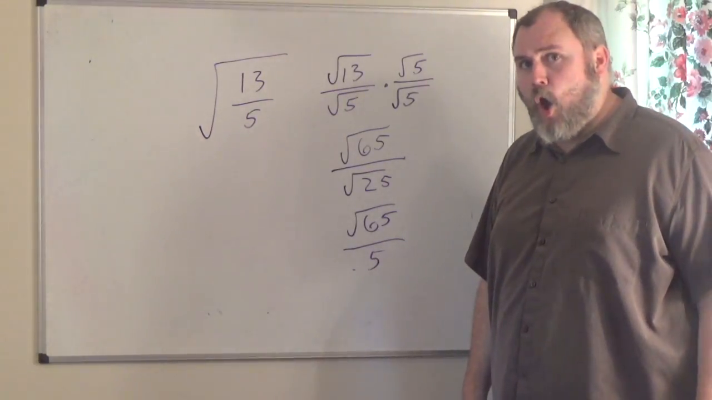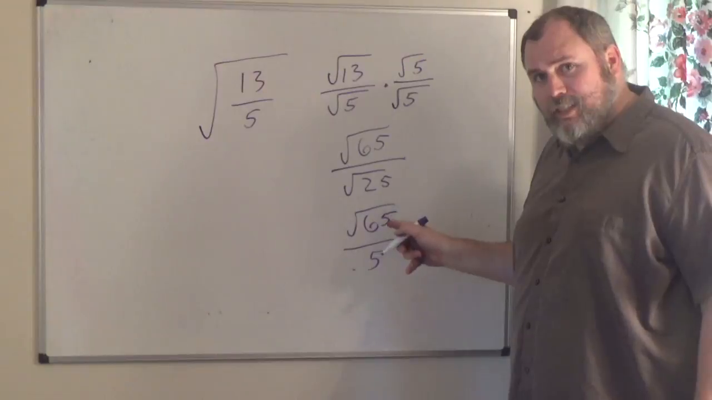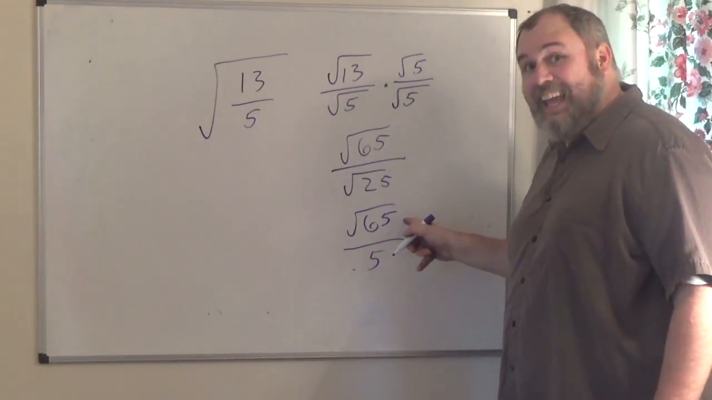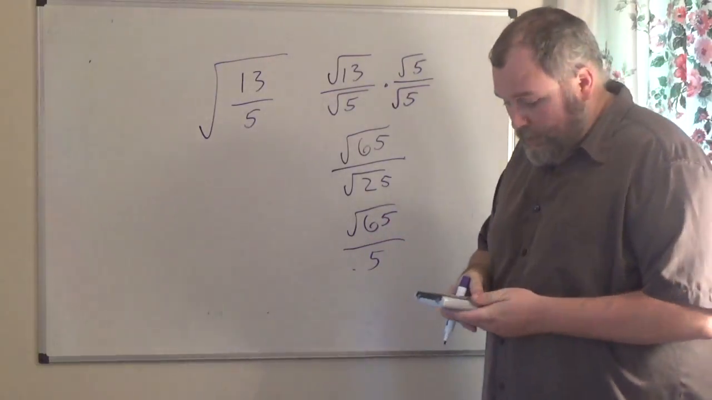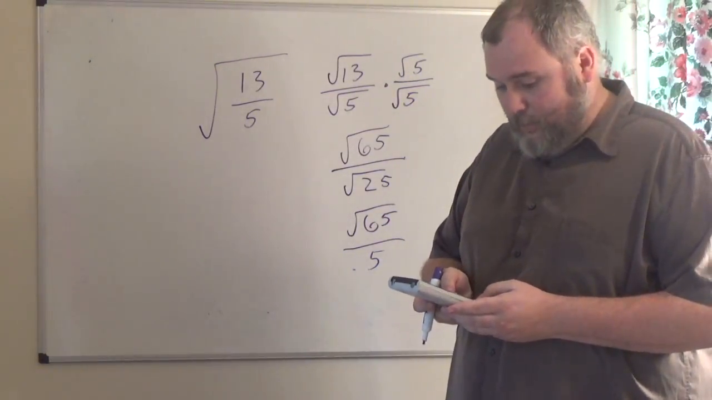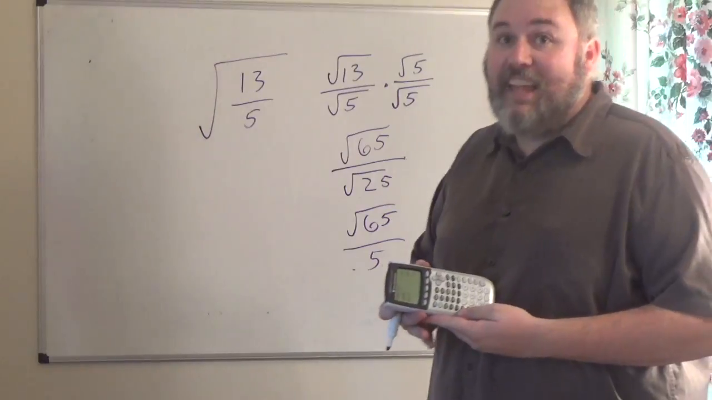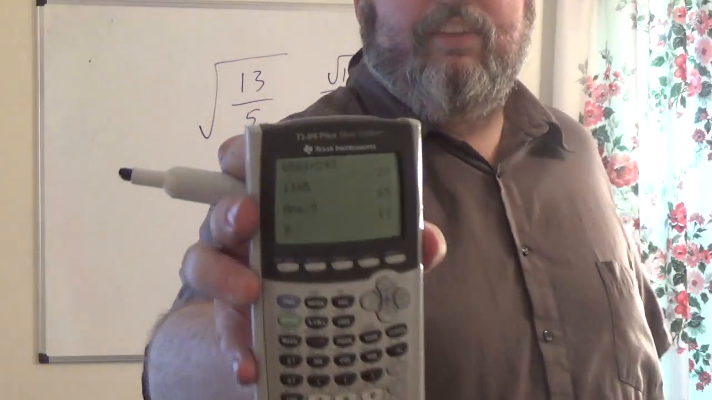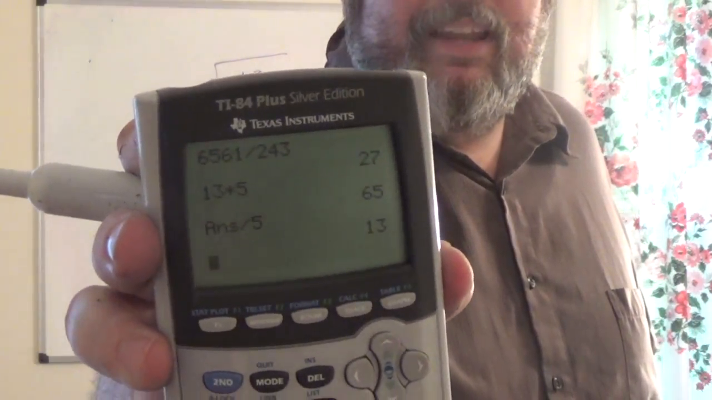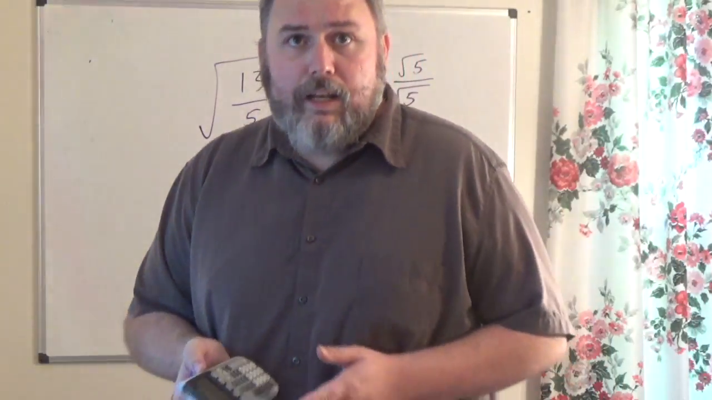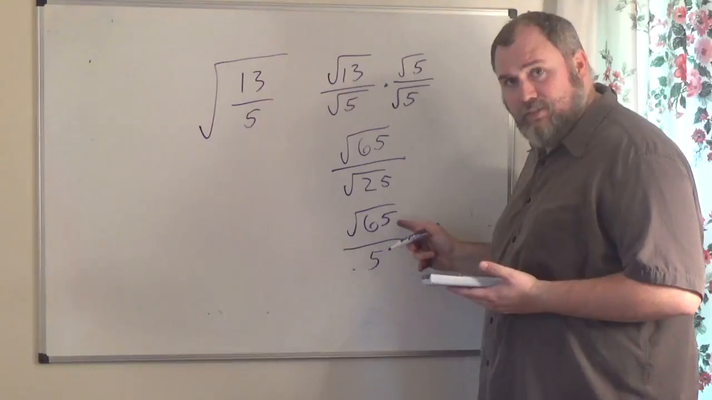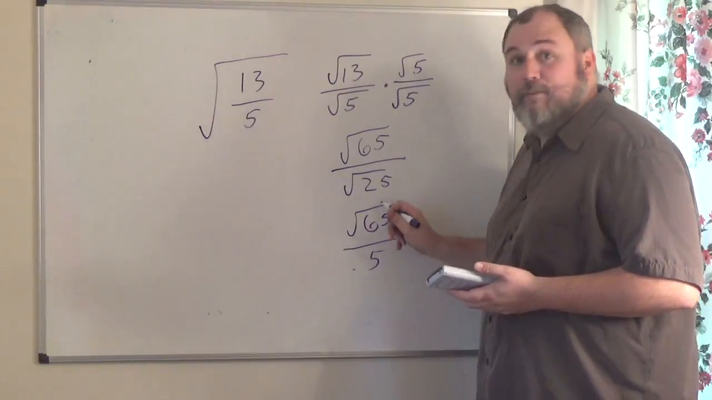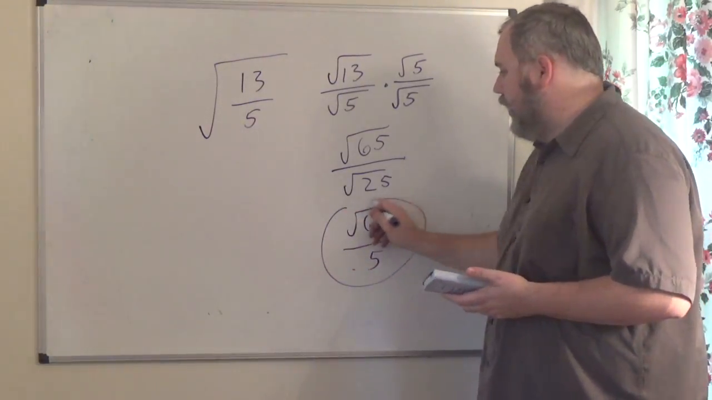But wait, there's more. So the next question that we need to ask ourselves is, can this be simplified any farther? I don't know. It says 65, so I'm going to divide 5 out of it. What's that leave me? Well, when I do 65 divided by 5, it leaves me 13. So really, there is no perfect square I can factor out of this 65. So I have simplified this all the way.